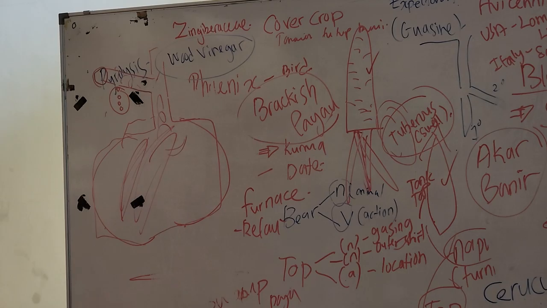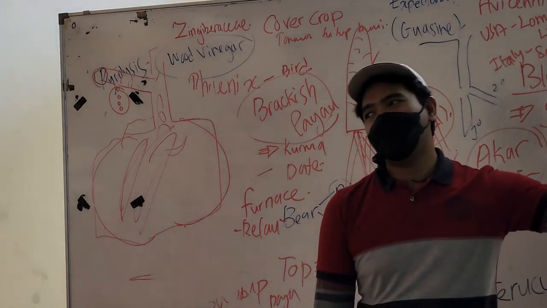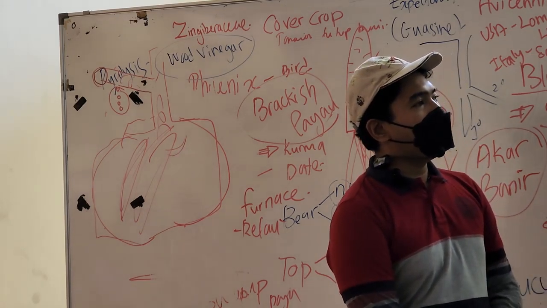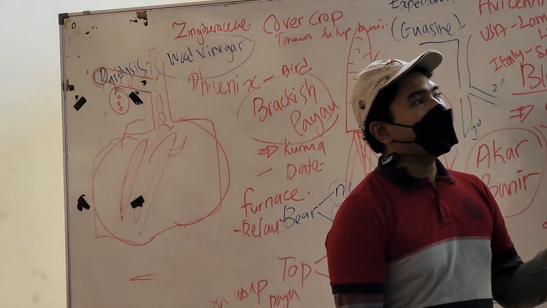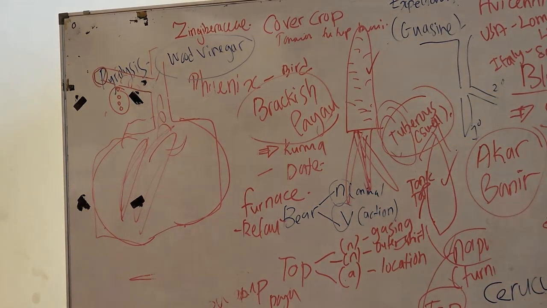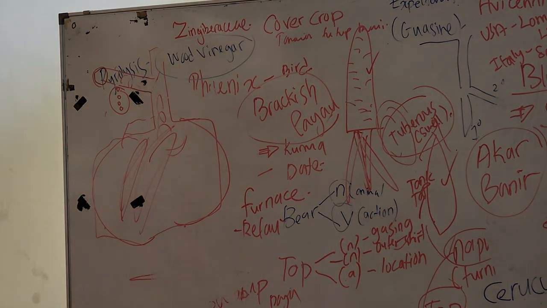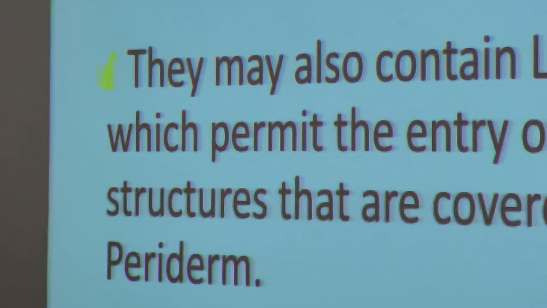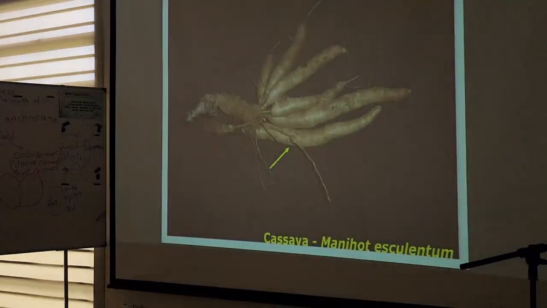Okay, modified prop root. You know this function already. This is from the original slide. Pneumatophore is for oxygen, we know that already, and also to permit entry of air into the structure, they are covered by the periderm. This is a specialized structure on the surface of the pneumatophore.